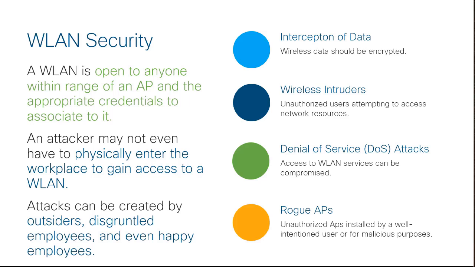Denial of service attack is a little more difficult. They try to access your wireless local area network services and compromise them either accidentally or on purpose. We also have our rogue APs, which are unauthorized access points that are installed by either a well-intentioned user, someone who just wanted to have an extra wireless network close by, or installed for malicious purposes, and they want to be able to intercept people's traffic. Using management software, we should be able to detect those rogue access points.